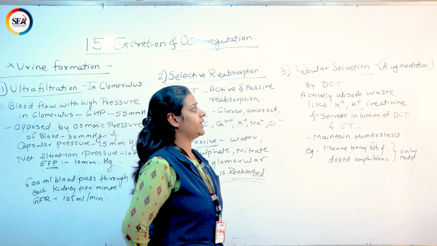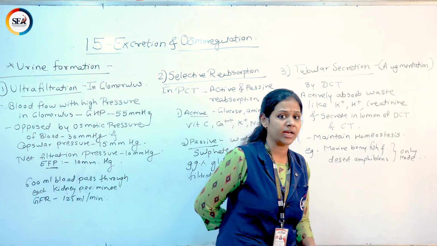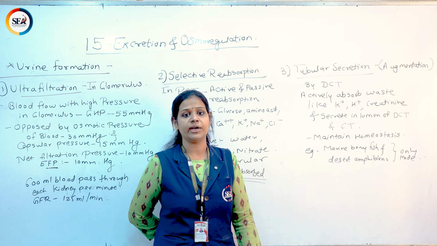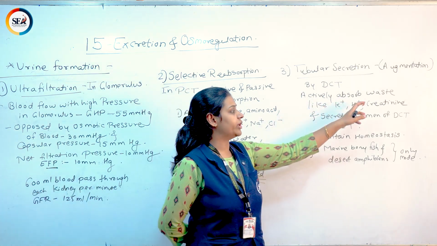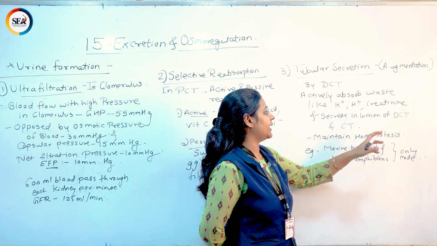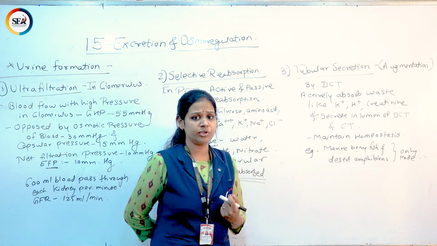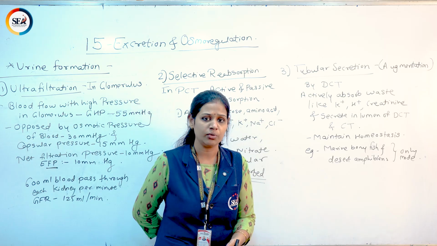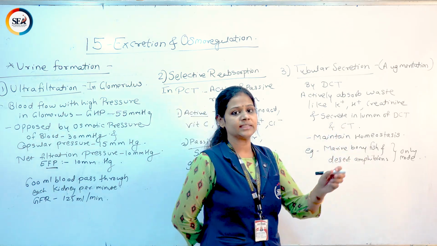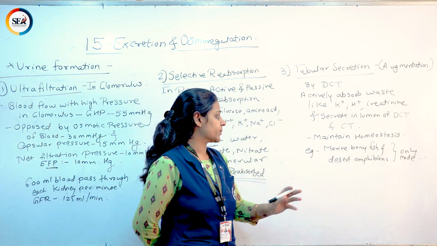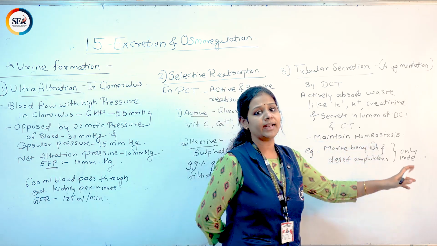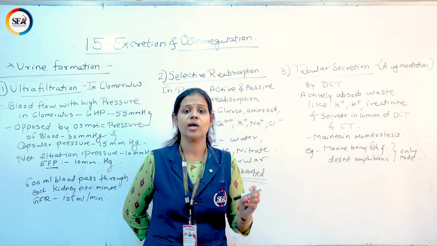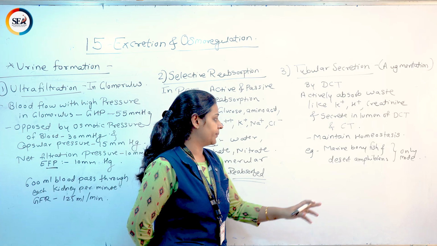The third one is tubular secretion, which is also called augmentation, and takes place in the distal convoluted tubule. Here wastes like K+, H+, and creatinine are actively secreted into the lumen of the DCT, that is the distal convoluted tubule, and into the lumen of the CT, that is the collecting duct or collecting tubules. The main work is to maintain homeostasis, that is the constant internal conditions of the body.